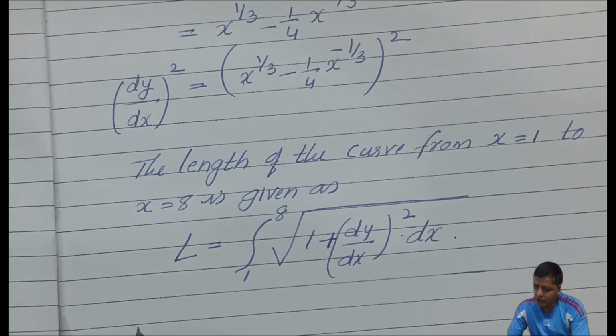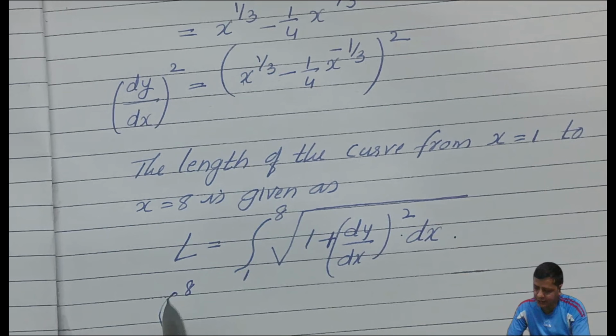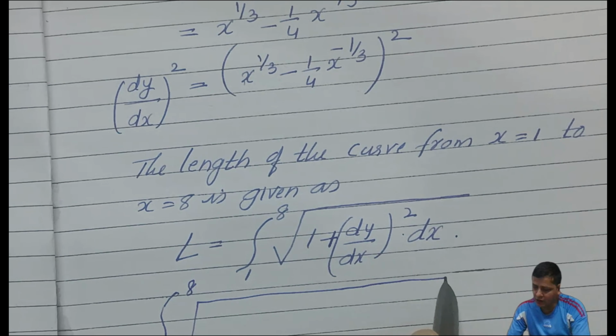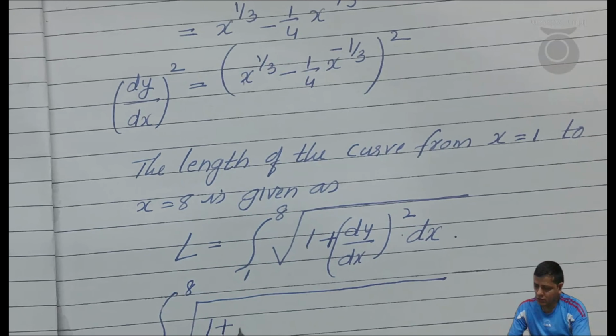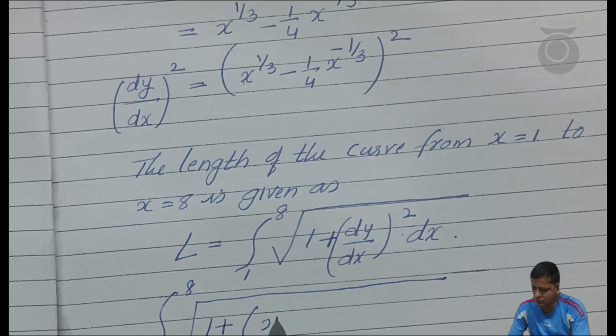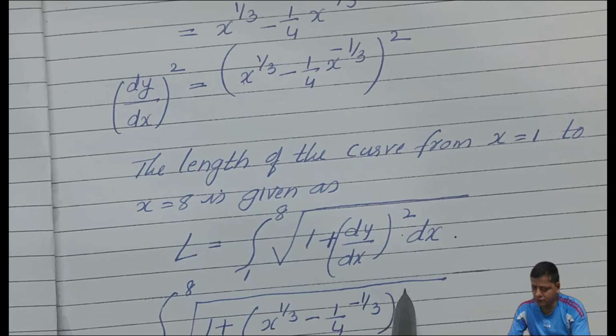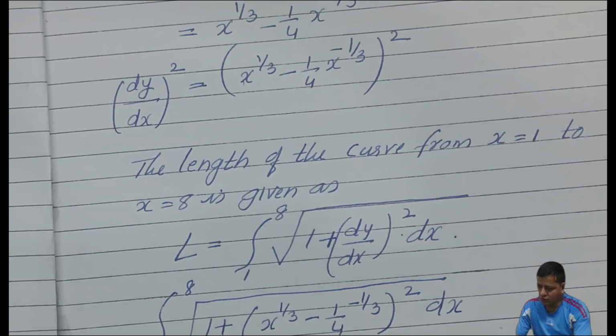Let's simplify this by putting the value here. When you put the value here, what happens? Your 1, your 8, and over here there is a root. Be very careful while doing this simplification or else everything goes wrong. Here 1 plus, now here we have to put the value. The value says x to the power of 1 by 3 minus 1 by 4 to the power of minus 1 by 3, whole power of 2, dx. So that's what is being added to 1 over here.